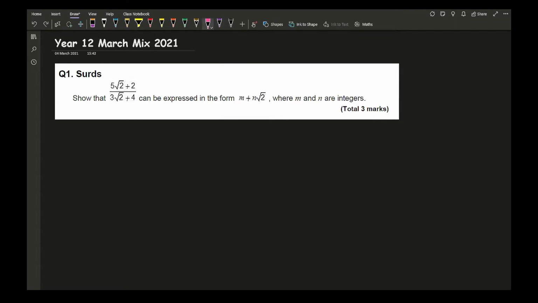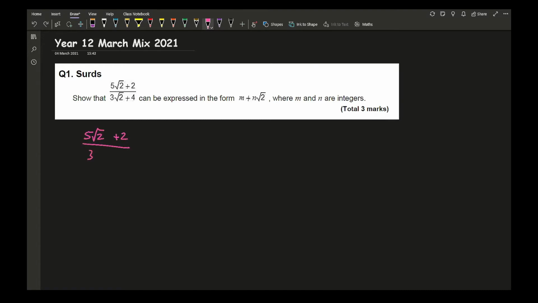So in terms of the first question, what we need to do is show that this surd can be expressed in the form of m plus n root 2, where m and n are integers. So here we need to rationalize the denominator. So here, I'll start off by writing the question.